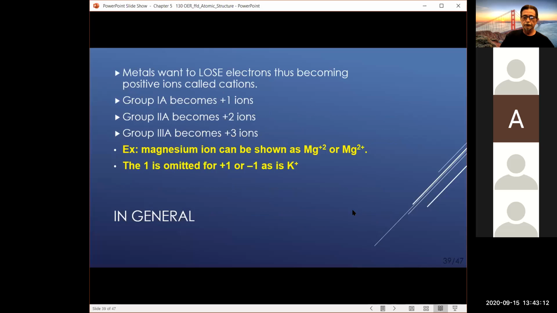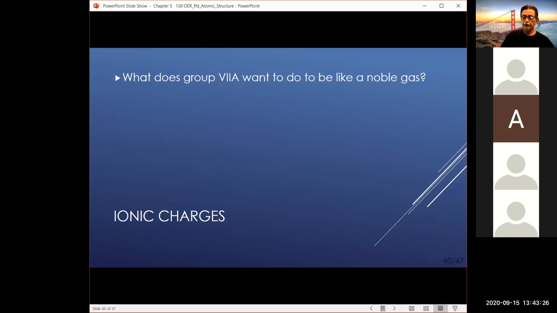Right? So the group they're in can tell us not only how many valence electrons they have, but also what charge they would have. Okay? And we can also use it, when we get to it, being in the group can also determine how many bonds they're going to make. We'll get to that.